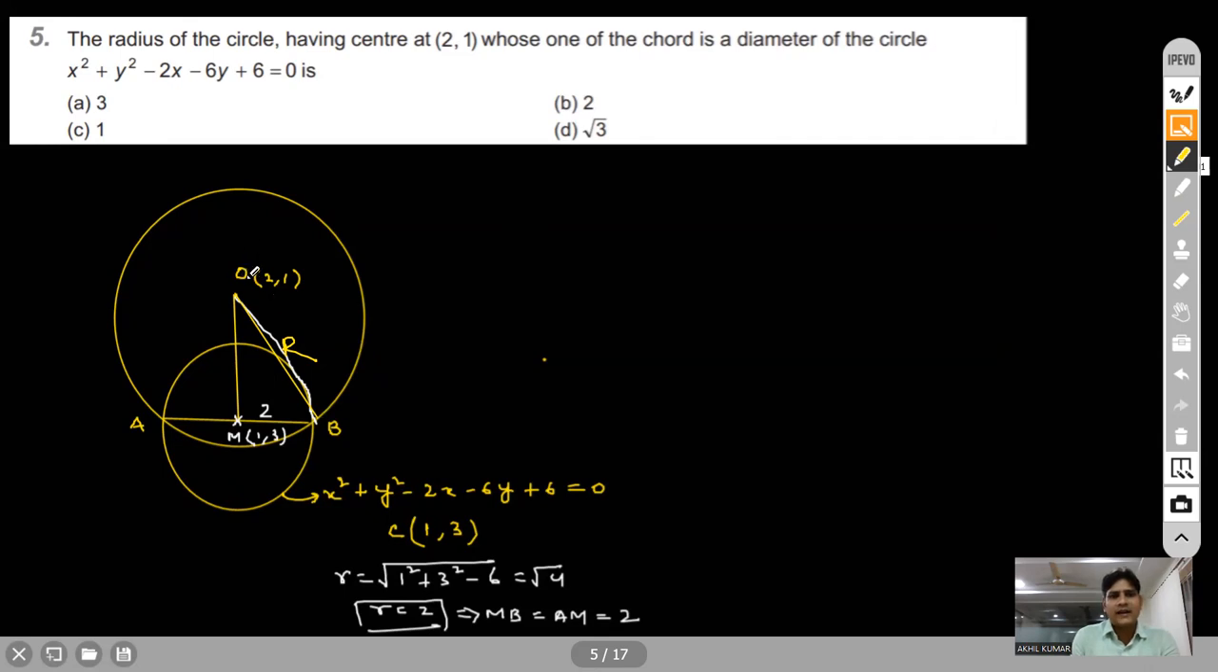And we also can calculate this distance of OM. So what will be the length of OM? Because we know the coordinates of O and M both, it will be the square root of (2 minus 1) whole squared plus (1 minus 3) whole squared. So this will be 1 squared, 1, plus (minus 2) squared, that will be 4. So this will be under root 5.